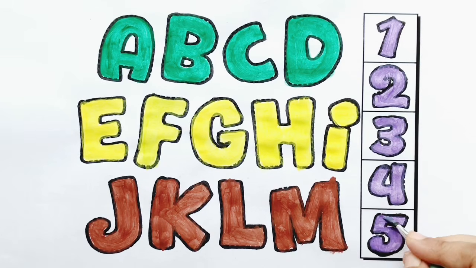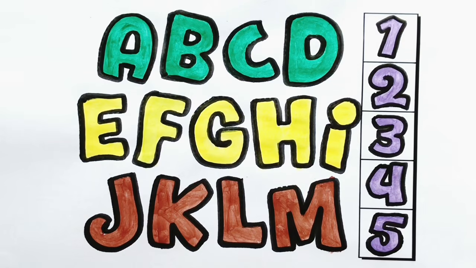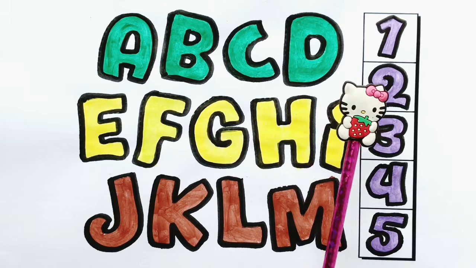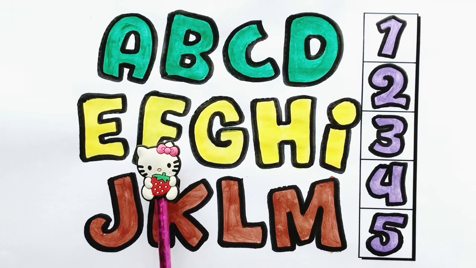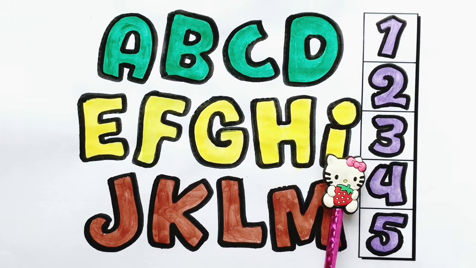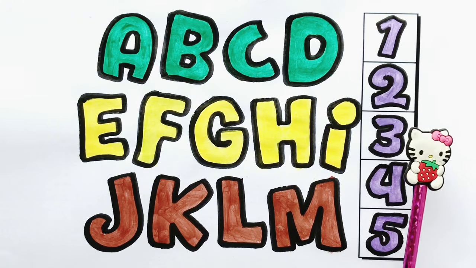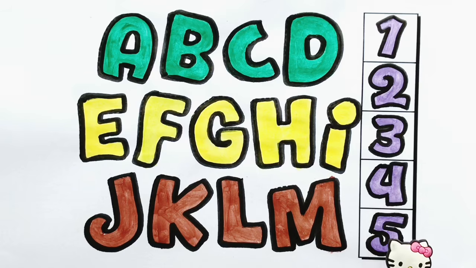S, T, U, V, W, X, Y, and Z. Let's repeat and learn with me. Capital letter A, B, C, D, E, F, G, H, I, J, K, L, M. And number 1, 2, 3, 4, and 5.